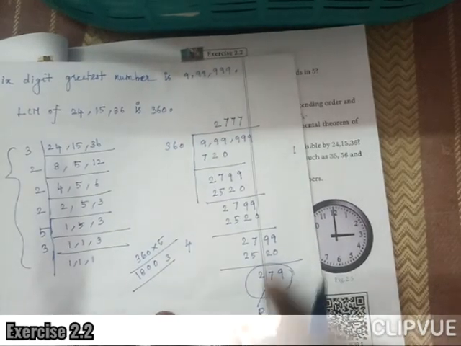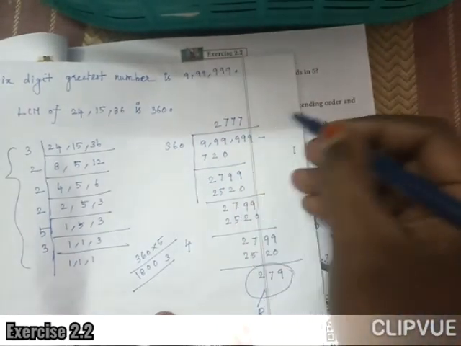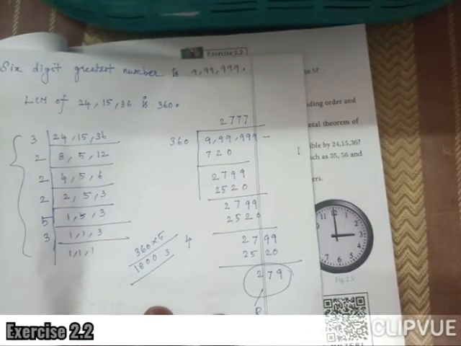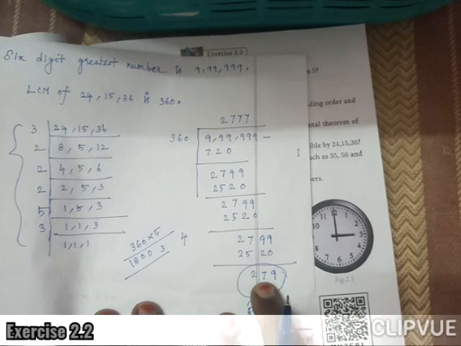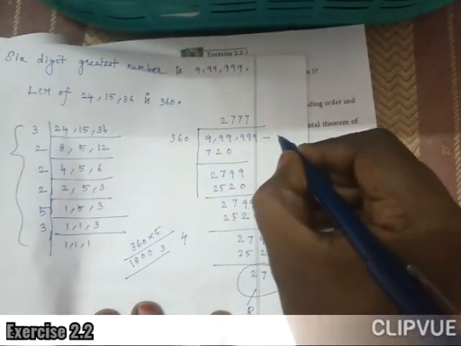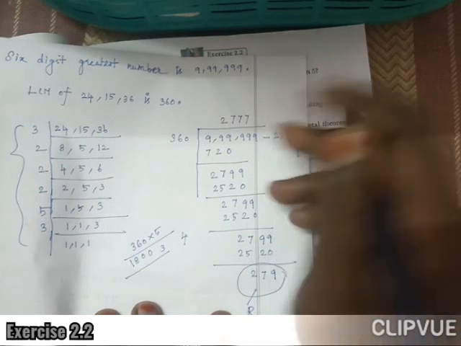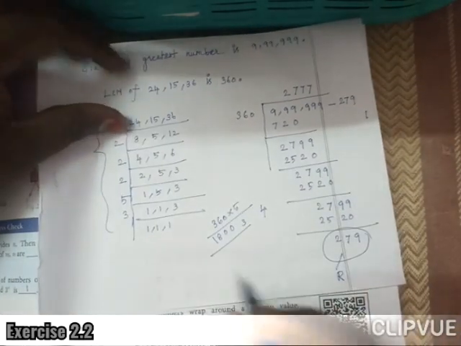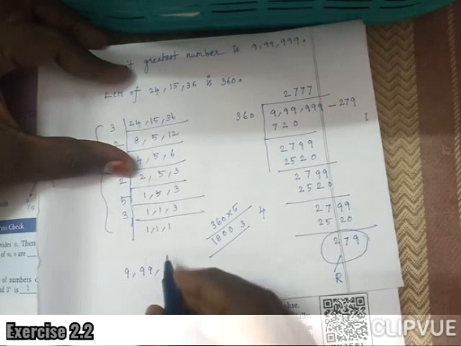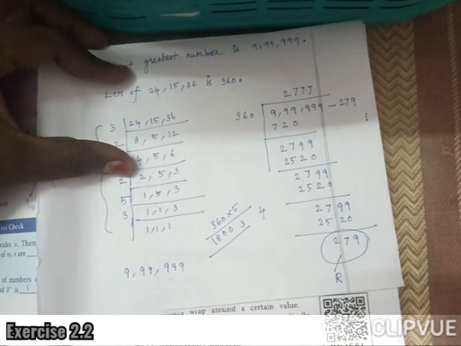If you subtract the remainder from this, it should be divisible by 360. I hope you understand. So I am going to subtract 279 from this one. 9,99,999 minus 279.